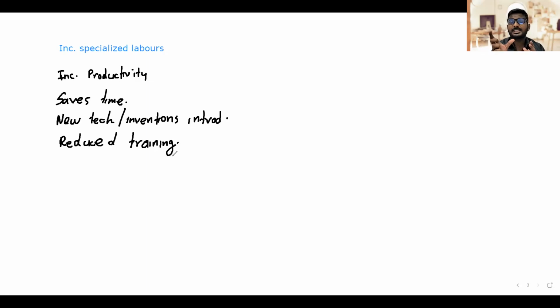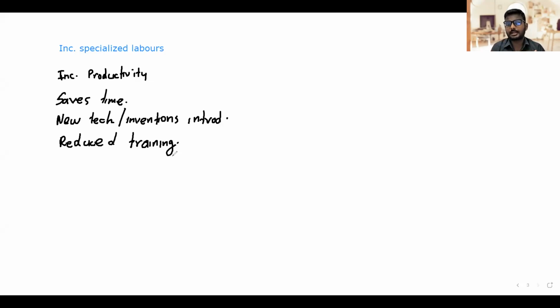So the training requirements will be very less. Why? Because the new person who is coming in is not going to work on the whole set of processes. That person is going to work on only one part. So the training requirement is only for him or her to be able to do that one particular part only. So you can train them easily for that part.